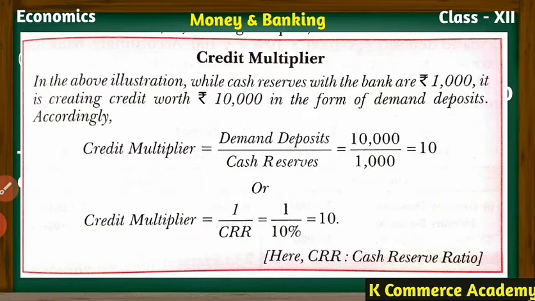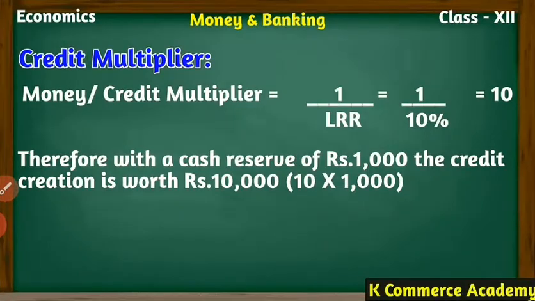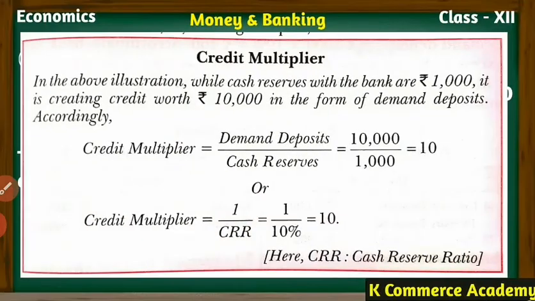times. Now it can be taken as 1 upon LRR, it can be taken as 1 upon CRR, because in this situation we have assumed that there is no SLR. LRR is equal to CRR, we have just assumed here, that's why the formula has been taken like this. Otherwise, what is the difference between CRR, SLR and LRR? I have already explained to you in detail. Let us move further.